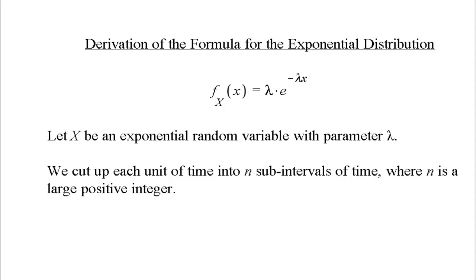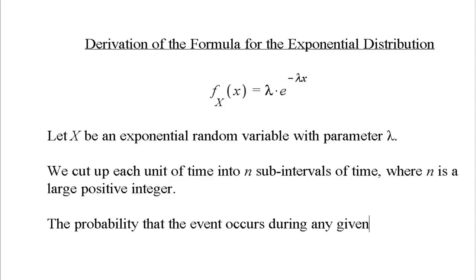I expect lambda occurrences of the event during any given unit of time. So if I divide that up into n subintervals of time, then the probability that the event occurs during a certain subinterval is, well, expected to occur lambda times overall. I've divided that up into n subintervals, so it's going to be approximately lambda divided by n.